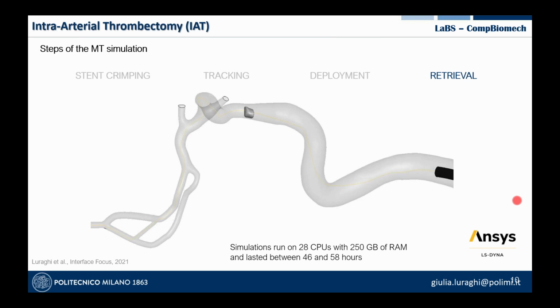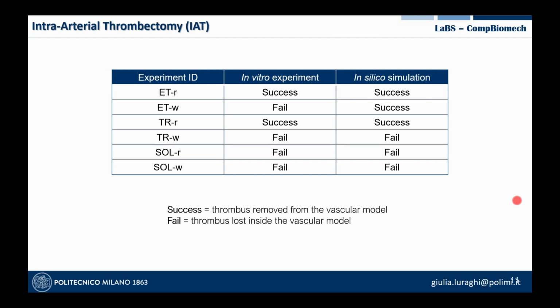Just to give you an idea, the simulation runs with LS-DYNA ANSYS on 28 CPUs with 250 GB of RAM. The simulation lasts two days, let's say. We perform exactly the same simulation to run the six thrombectomy tests. The success or fail that you can see in the table indicates whether the thrombus was removed or not. So it's the final outcome of the simulation.